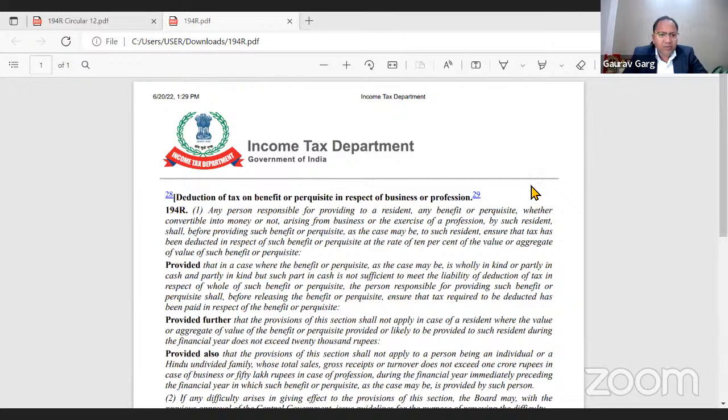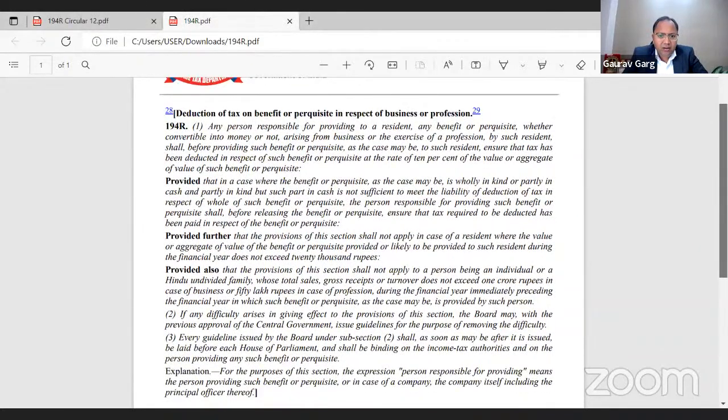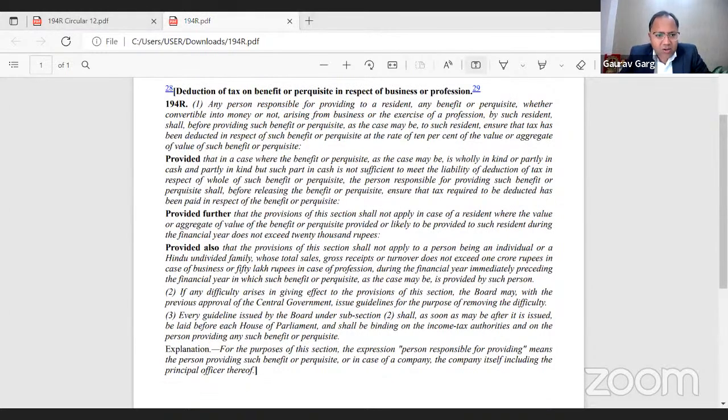So let me take you to section 194R. I trust my screen is visible to all of you. So this is section 194R. And yes, my voice is audible. Sir, Subramaniam sir, very good afternoon. If you can confirm the quality of my audio, whether it is good or I need to speak slightly louder. Yes, it is okay, Gaurav. Thank you.